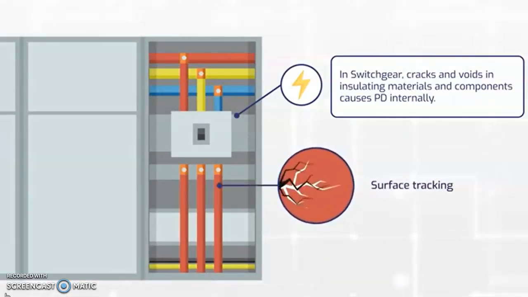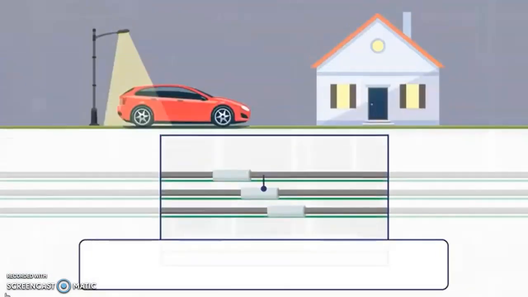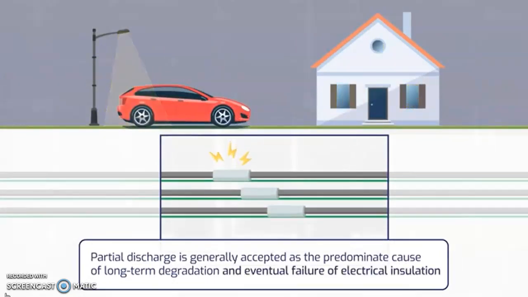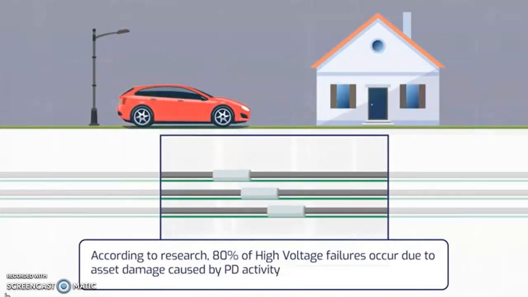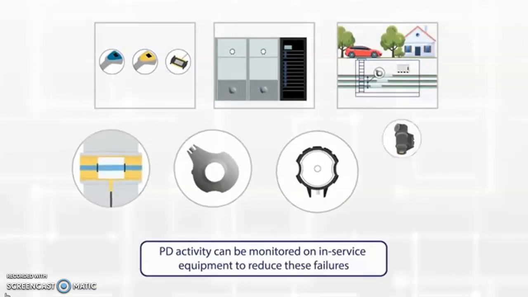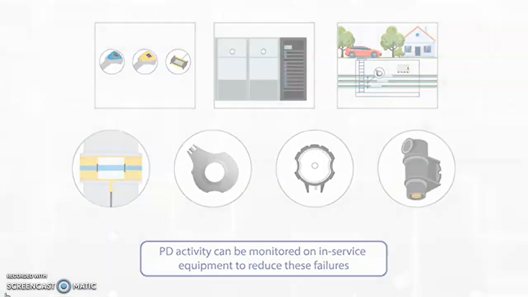Contamination, outer surfaces, or incorrect installation of insulators, bushings, terminations will cause surface PD. Partial discharge is generally accepted as the predominant cause of degradation and eventual failure of electrical insulation. According to research, 80% of high voltage failures occur due to asset damage caused by PD activity. PD activity can be monitored on service equipment to reduce these failures.